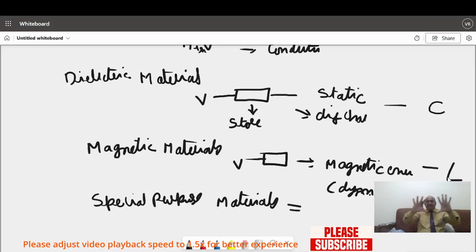Like that, entire electrical engineering materials are divided into 6 types, also in interviews. We should remember for our lifetime that electrical engineering has 6 materials: insulators, conductors, semiconducting materials, dielectric materials, magnetic materials, and special purpose materials.